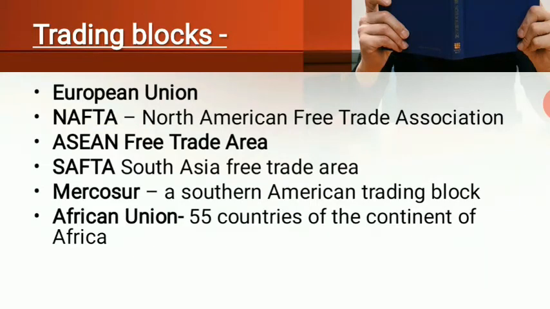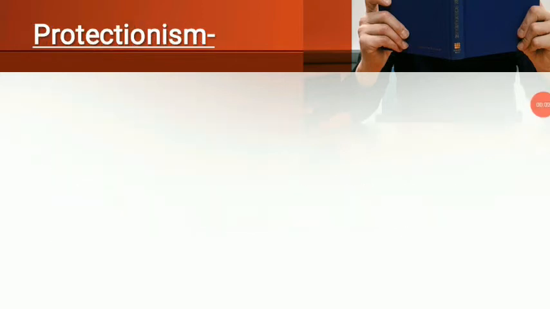Next is African Union. 55 countries of Africa created to forge closer political and economic ties. It has aspirations to become a free trade area. So these are the common types of trading bloc around the world.